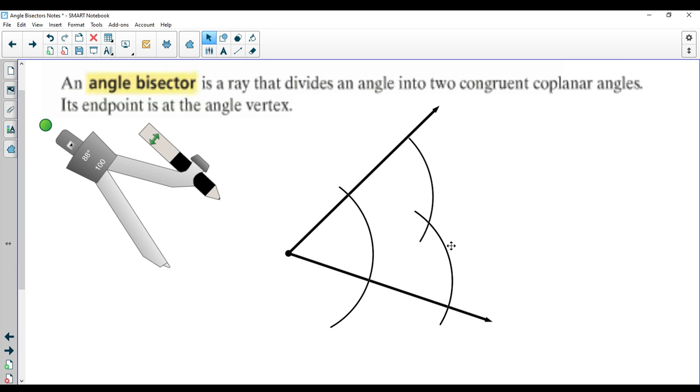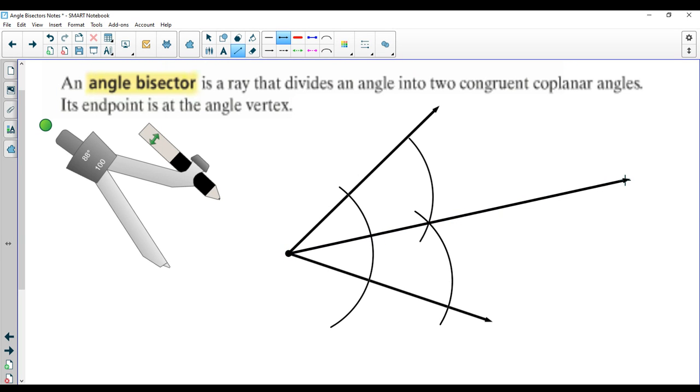So now what I'm going to do is, see how those two arcs I made here intersected right here, somewhere inside this angle. So I'm going to make me a ray. I'm going to start at my vertex and make it go out and make sure it goes through that intersection. Okay? So basically what I've done is I've taken my big angle and I've kind of cut it in half, and each piece is half of it. So let's say this big angle was, I don't know, 60. Each little piece right here would be 30. Okay?